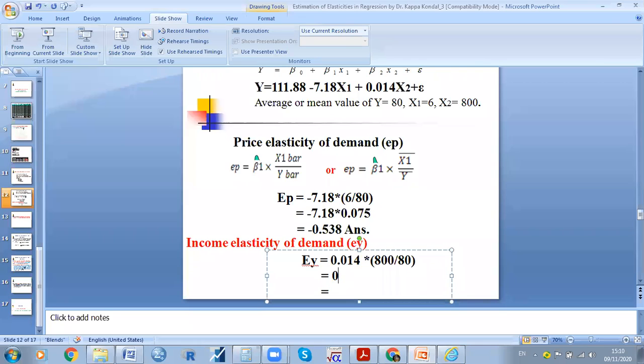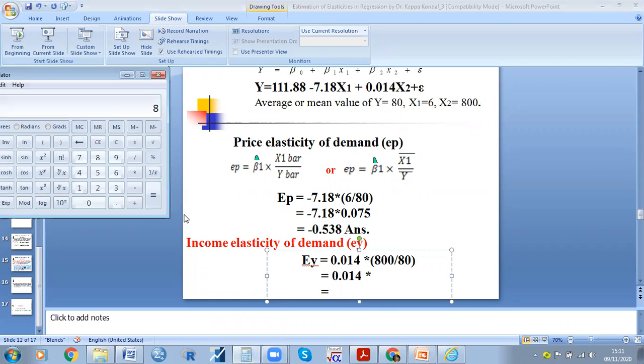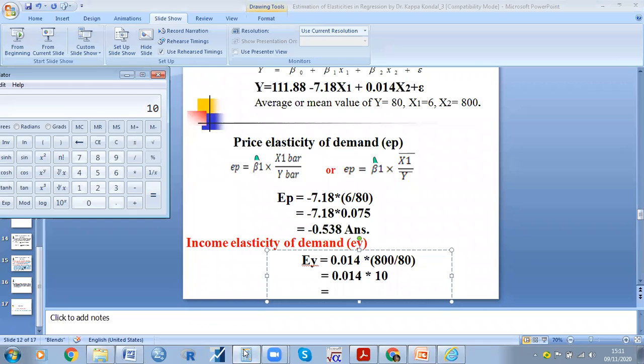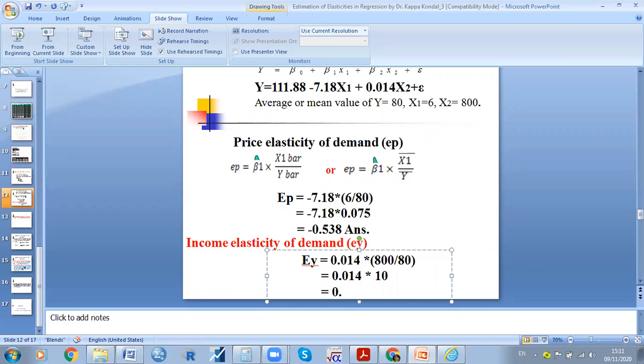Then 800 by 80 is 10. Then multiply 10 into 0.014, which is 0.14. So the income elasticity of demand is equal to 0.14.